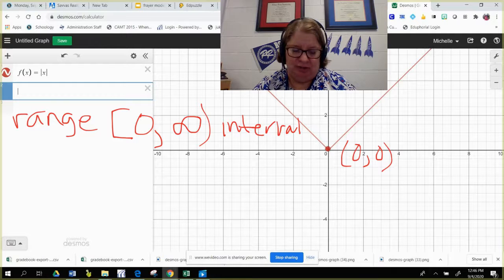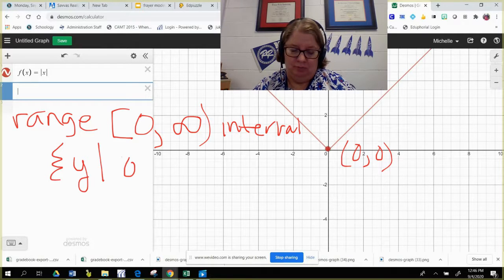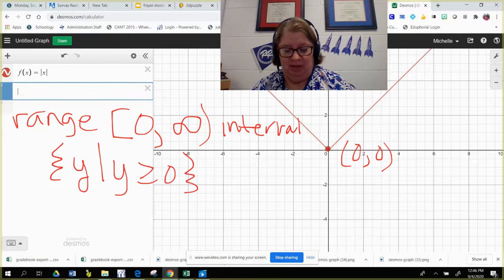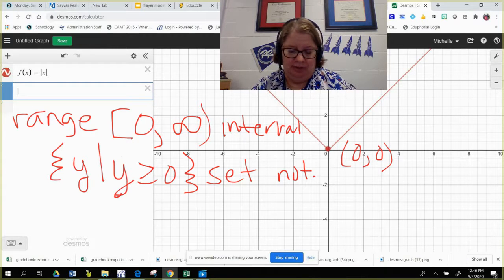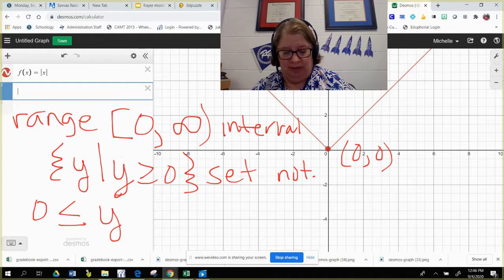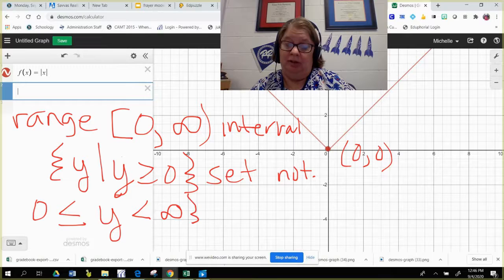If you use set notation, this would be the set of all y values such that y is greater than or equal to 0. That's set notation. The set of all y's such that y is greater than or equal to 0. Inequality notation: 0 is less than or equal to y is less than infinity. We don't need a bracket there.